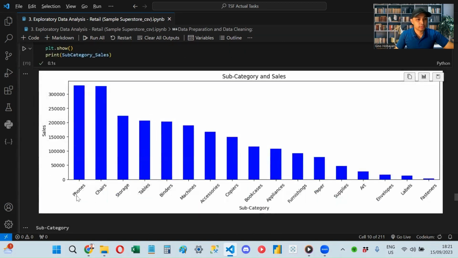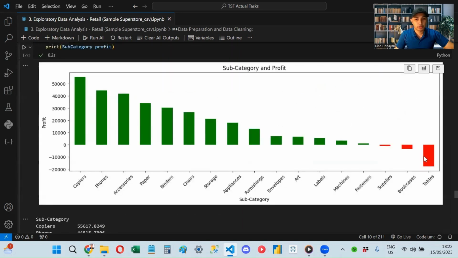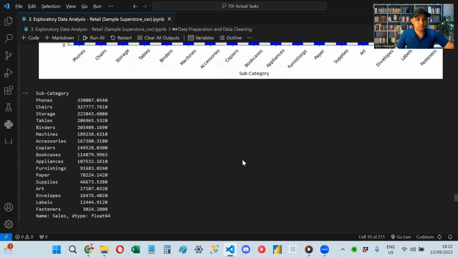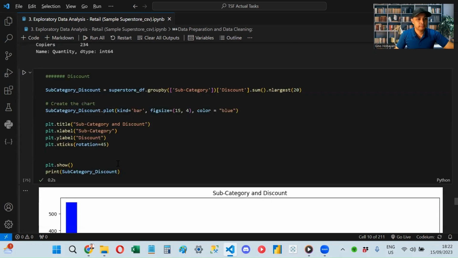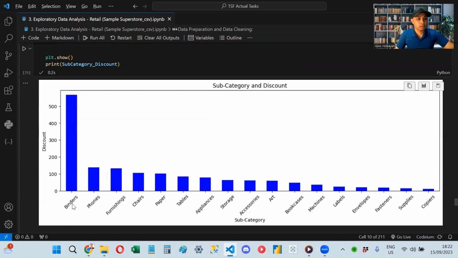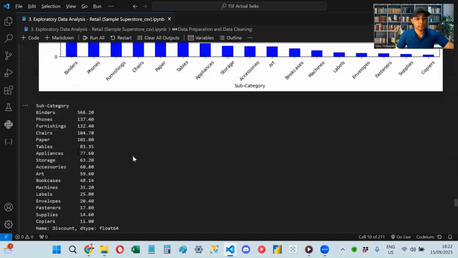So in terms of sales, phones, chairs, storage, and tables. So this is again another good insight. Tables is actually the 4th best selling product or subcategory. Yet in terms of profit, it's the worst. So in terms of quantity, binders is the highest. And in terms of discount, there's a lot of discount on binders. So again, that might be impacting its profitability.